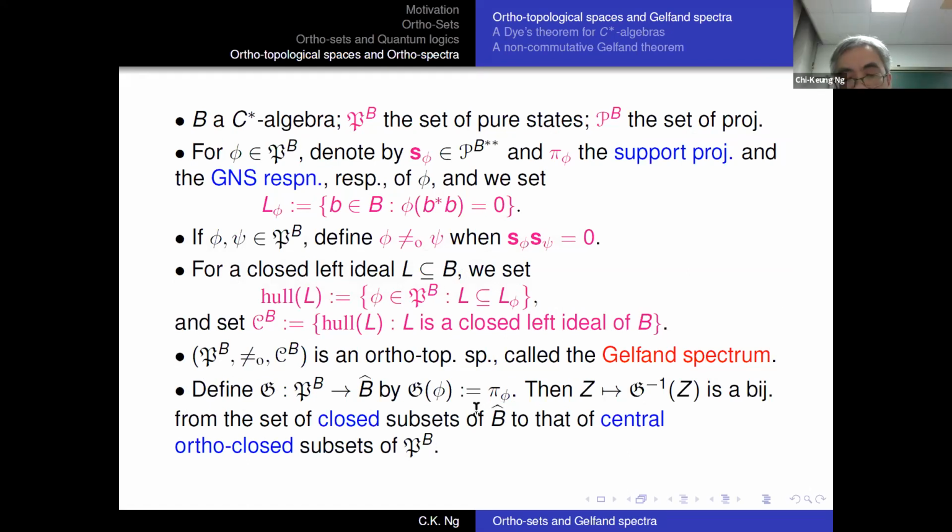So we have this. We can read the ordinary spectrum from the Gelfand spectrum in this way, the topology. The closed subsets of B hat are just the central awful closed subsets of PB. Central is central in the previous sense: they commute with all other elements, with all other subsets of PB.